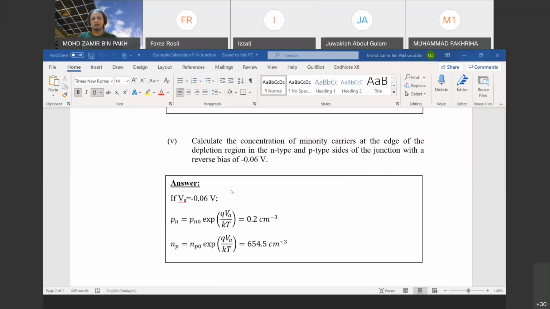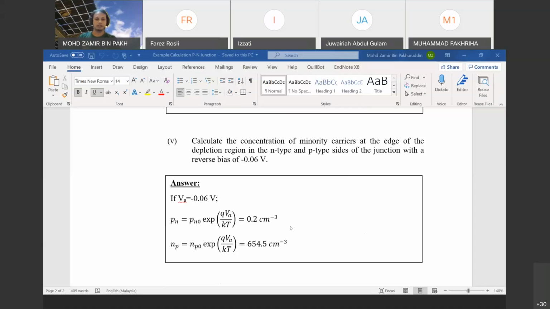So you use the same equation, Pn equals Pn0 and Np equals Np0 exponential qV over kT, and plug in the negative 0.06 volt. Then you're going to end up with 0.2 per centimeter cubed for the minority hole concentration in N-type and 654.5 for the minority electron in P-type.